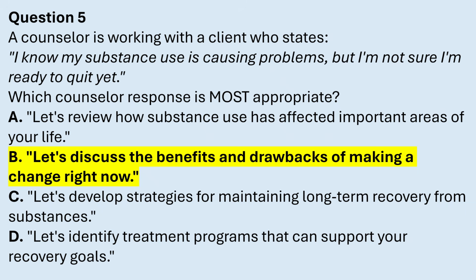A is incorrect because this intervention focuses on increasing awareness of consequences and is often helpful during pre-contemplation. C is incorrect because maintenance strategies are typically used after significant behavior change has occurred. This client has not yet committed to change, making this intervention premature. And D is incorrect because this intervention is more appropriate for the preparation stage, when a client has decided to change and is beginning to make plans.